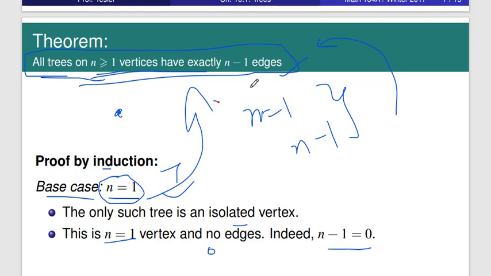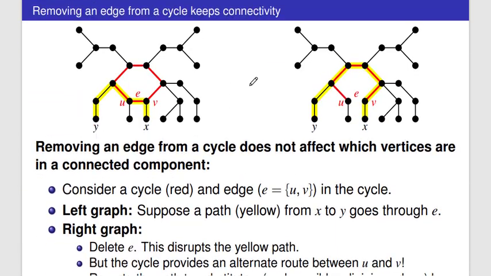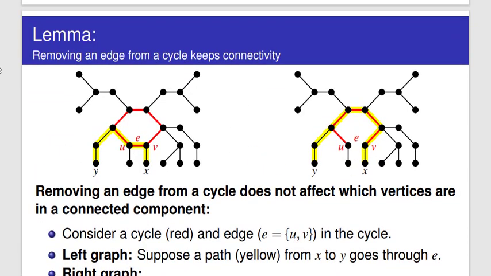You have to remember this. All trees of n vertices have exactly n minus 1 edges. Now the next theorem, the lemma: removing an edge from a cycle keeps connectivity. Removing edges from a cycle.